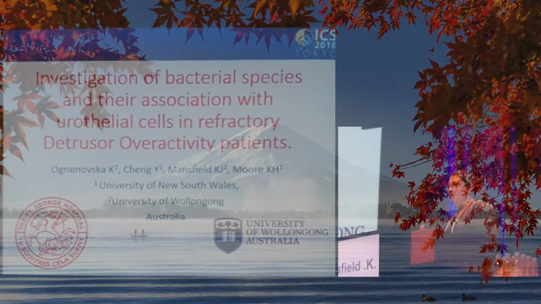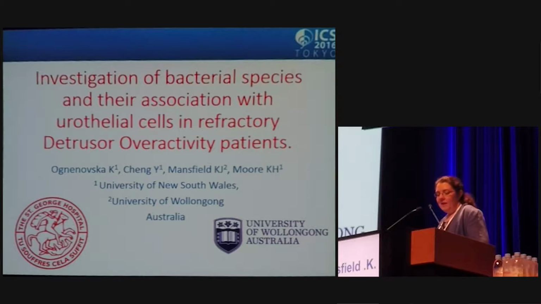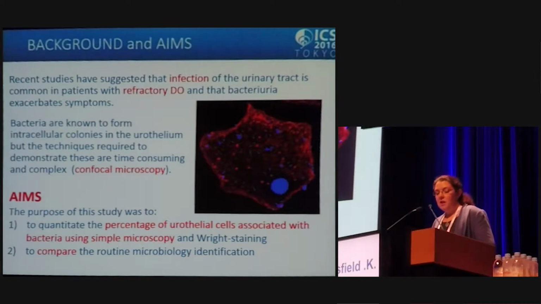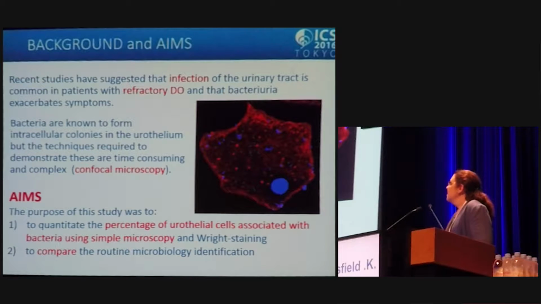This study follows on from Lucy's study in some ways, in that we were looking at the bacteria species that were associated with the urothelial cells from patients with refractory detrusor overactivity. As Lucy's just mentioned, infection is quite common in the urinary tract of patients with refractory DO. What we've found in our group is that when these patients have an exacerbation of their symptoms, they're more likely to have an infection happening and have bacteria present.